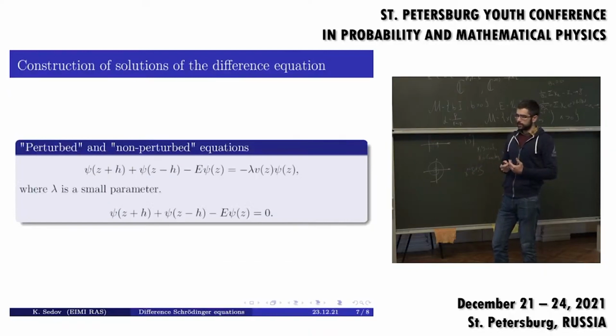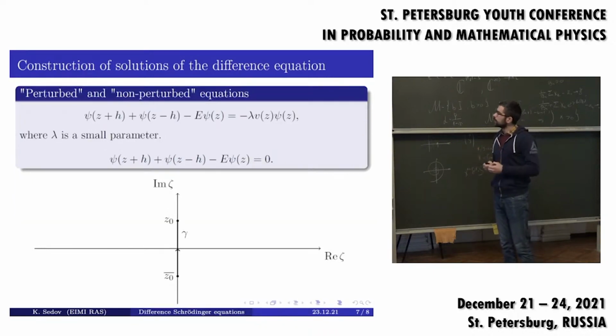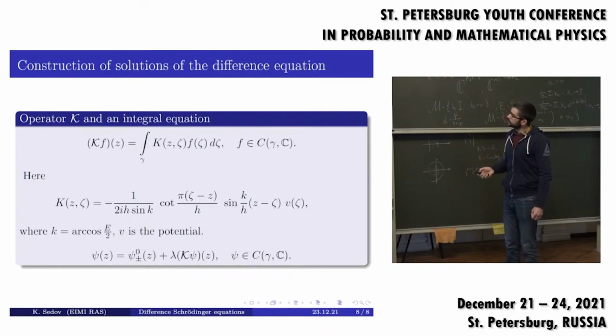So how do we construct the solutions? First, we rewrite the equation in the following form. Since lambda is small, it is natural to try to construct the solutions of this equation in terms of the homogeneous equation. To construct the solutions, we invert the operator that corresponds to the left-hand side of this equation, and we consider an integral equation on the contour that is depicted here. The integral equation you can see below. The integral operator here has the following kernel.